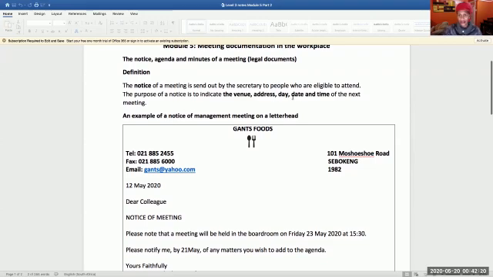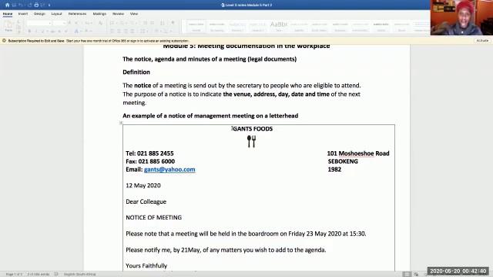All these have marks when you are given such information in an exam. You might be requested to write a notice either in a letterhead format or in a memorandum style. So it is important for you to understand the basics.